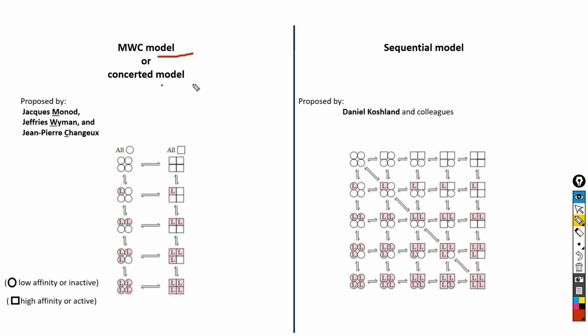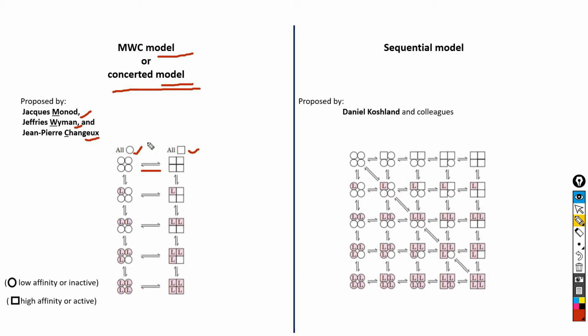The MWC model or concerted model was proposed by Jacques Monod, Jeffries Wyman and Jean-Pierre Changeux. According to this model, all subunits of a protein are postulated to be in the same conformation. Either all are in low affinity conformation or all are in high affinity conformation, and these two conformations are in equilibrium. Here the circle represents the low affinity conformation or inactive conformation of a protein, which is more stable in the absence of ligand, whereas the square represents the high affinity conformation or active conformation of a protein.